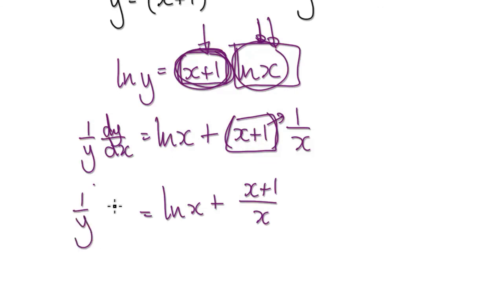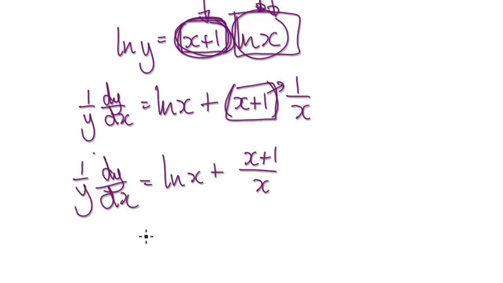1 over y dy by dx. So to get dy by dx, you would times both sides by y. So times both sides by y. That will then give you this. So this is our final answer.